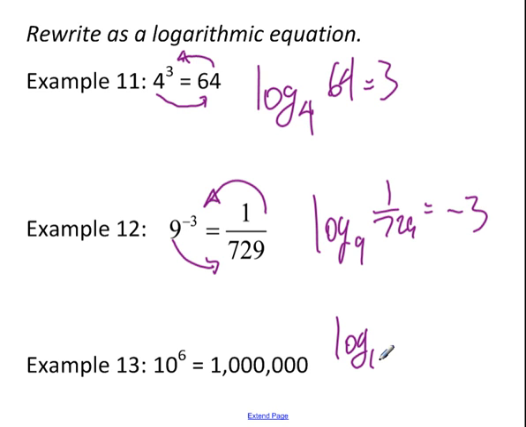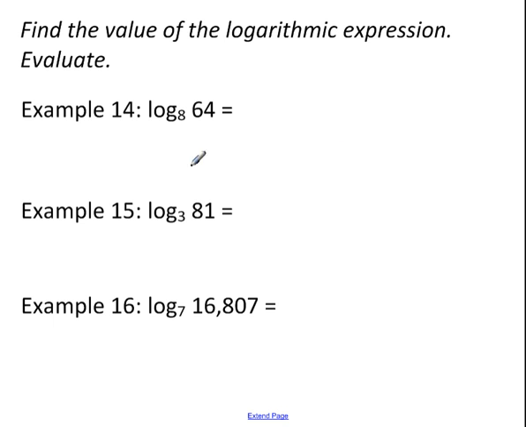Log base 10 of 1 with a lot of zeros. That's what, 1 million there? Equals 6. Did I get the right amount of zeros? There we go. Perfect, perfect.